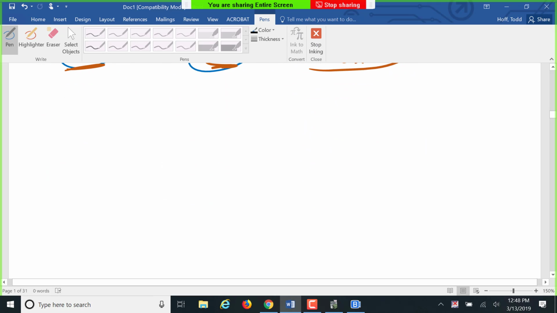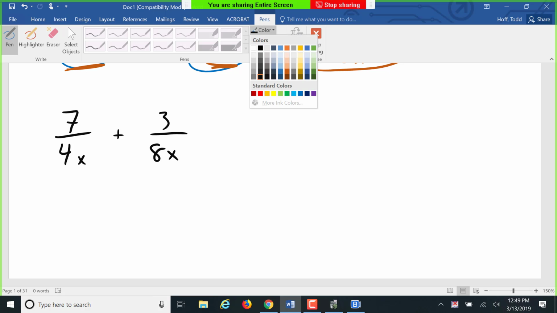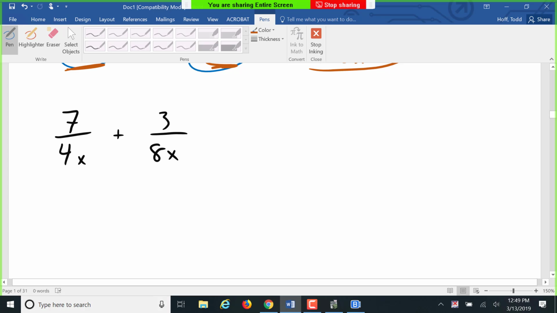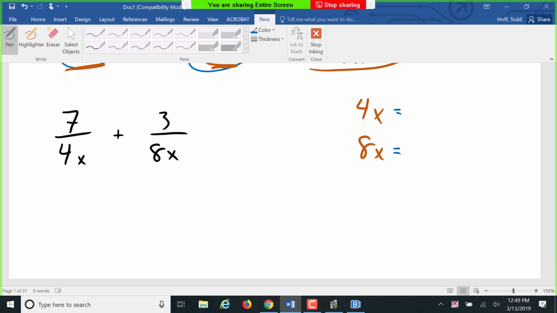Well, what if my denominators are slightly different? Let's say I have 7 over 4x plus 3 over 8x. I need to change them to have a common denominator. What will that common denominator be? You've got the right idea, but you're going in the wrong direction. There you go. It's going to be the larger one, the 8x. Remember, a common denominator is a common multiple, a least common multiple. So a multiple will always be bigger than or equal to each number. So it has to be at least as big as the largest of the two denominators.